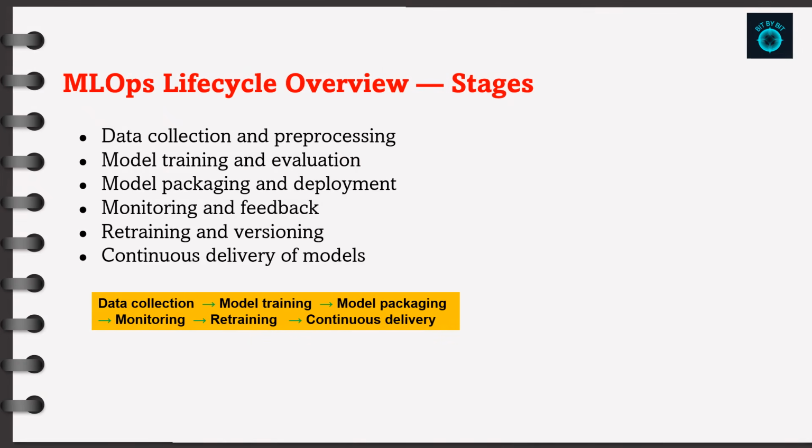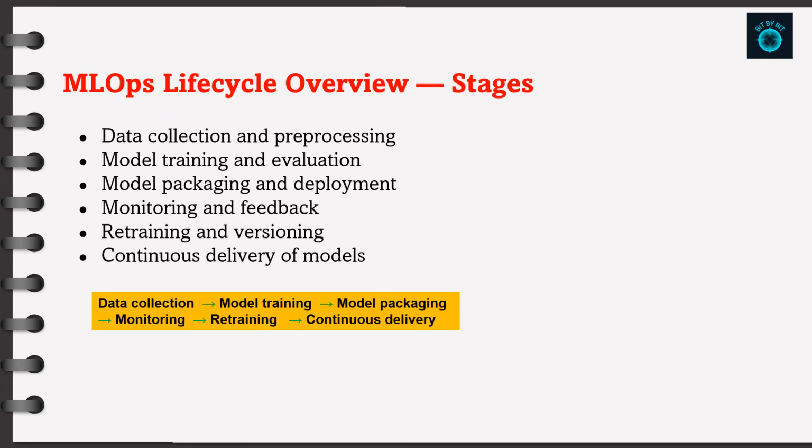MLOps Lifecycle Overview. Stages. The MLOps lifecycle describes how machine learning models move from idea to production and how they keep improving over time. It starts with data collection and pre-processing. This is where we gather raw data, clean it, and transform it into a usable format for training.